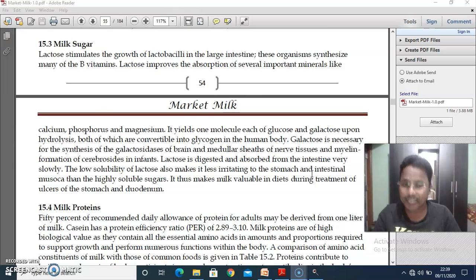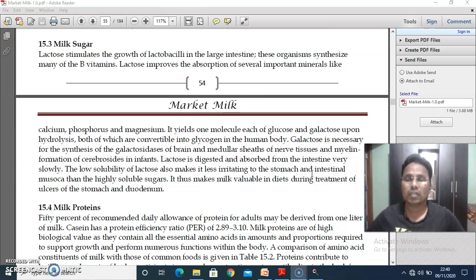Therefore, it makes milk valuable in the diet during the treatment of ulcers of the stomach and duodenum. If some people are suffering from ulcers of the stomach and duodenum, for those people this milk sugar plays a very important role. We have seen that it has very low solubility, and therefore it is less irritating to the stomach and the intestinal mucosa. Therefore, milk plays a very important role for patients suffering from ulcers of the stomach and the duodenum. So this is all about this topic.